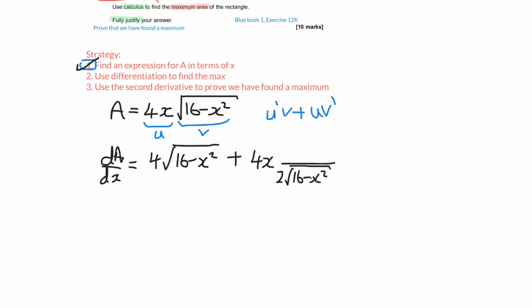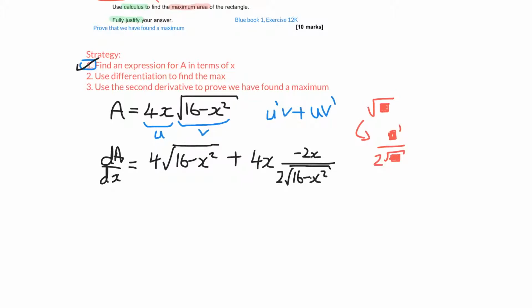But now we've also got the chain rule. We have to multiply by box dash. The box is 16 minus x squared, and that differentiates to minus 2x. So I've used the chain rule there to differentiate the square root of a box. Square root of a box differentiates to 1 over 2 root box multiplied by box dash.